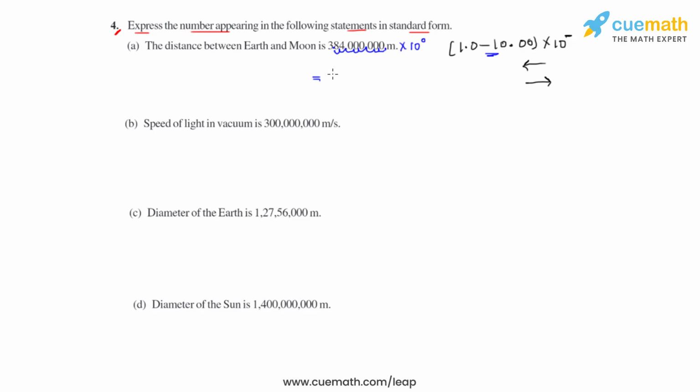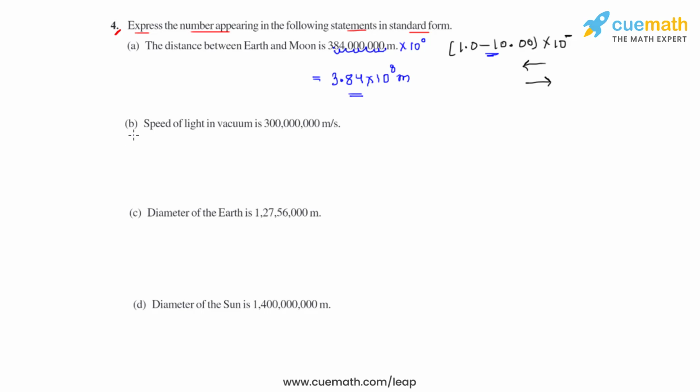So we can then write it as 3.84 times 10 raised to 0 plus the number by which we have moved the decimal. So in this case it was 8. So we add 0 and 8 and the answer that we get is 8, which is the power of 10. So 3.84 times 10 raised to 8 meters is the distance between Earth and Moon in standard form.